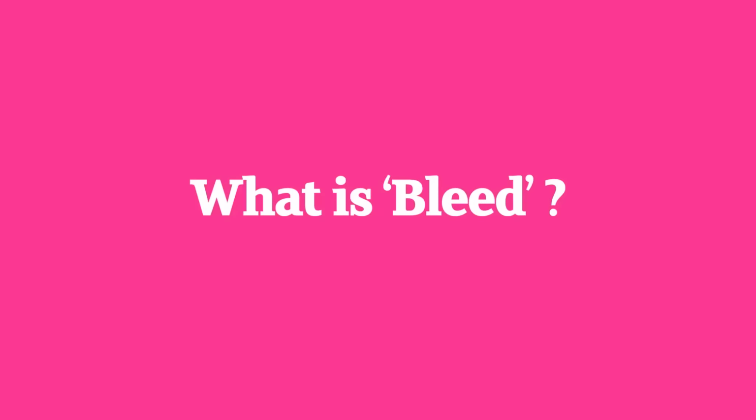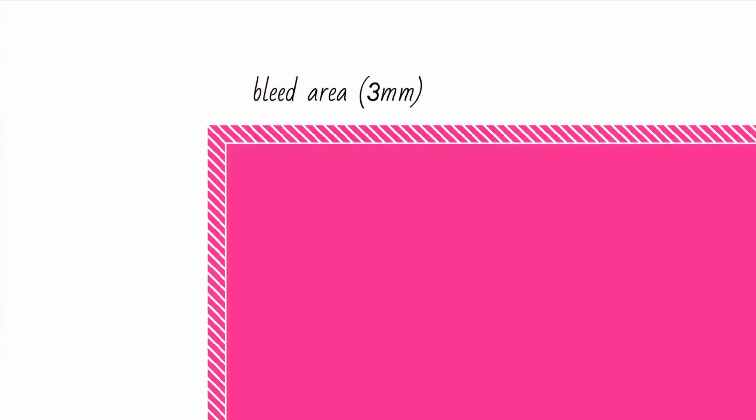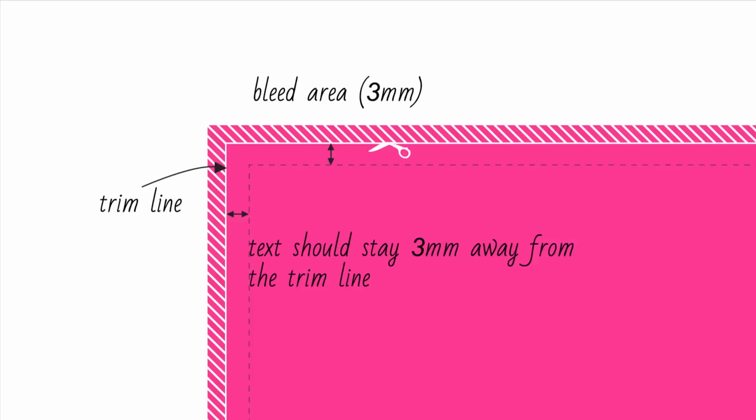Bleed is an area of print outside the document that's trimmed after printing. It's there as a precaution to make sure there's no white space left on the document after it's trimmed. When preparing a document for print, it's really important to make sure the image extends right to the edge of the bleed and that any text is set at a safe distance from the trim line.